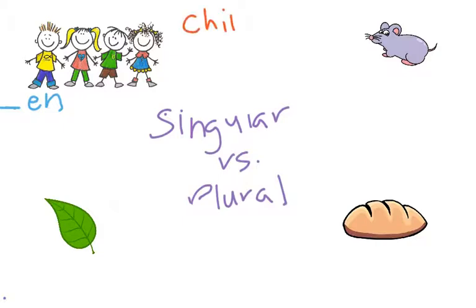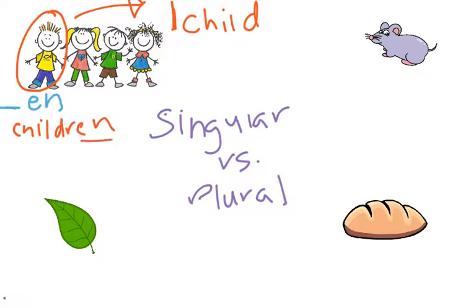child, to refer to a specific individual. For example, let's take Johnny right here. Let's say this boy's name is Johnny. He is one child, right? But what if you want to refer to Johnny and his friends? We would not just say childs. We would actually say the word children for the plural form of that. So we're just adding on an en at the end.